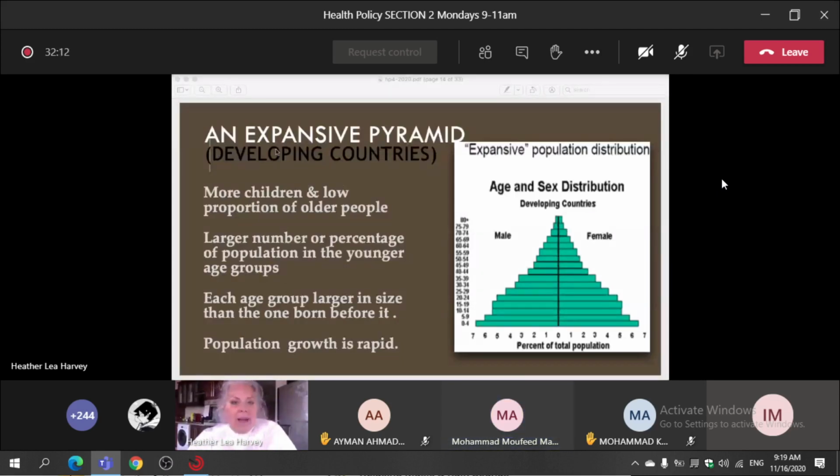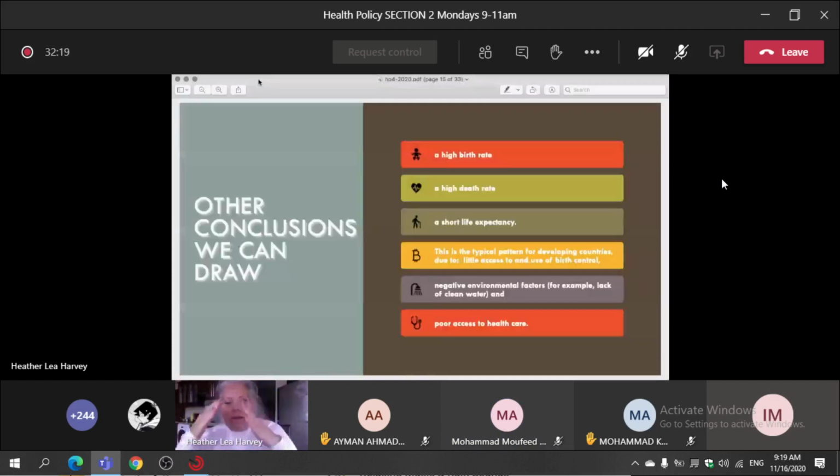When we look at that expansive pyramid, these are the things I want you to be able to see in that graph. Go back and look at them again if you don't see them right off. We have a high birth rate. We have a high death rate. Remember, they die younger, they die quicker. We have a shorter life expectancy, okay?